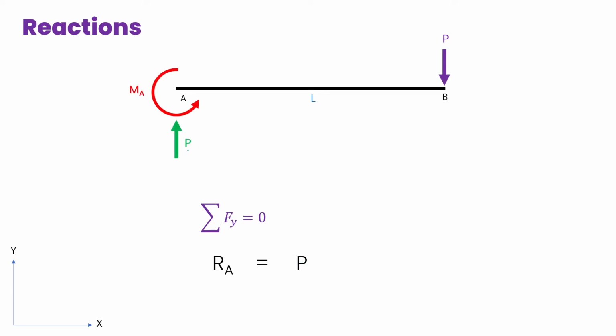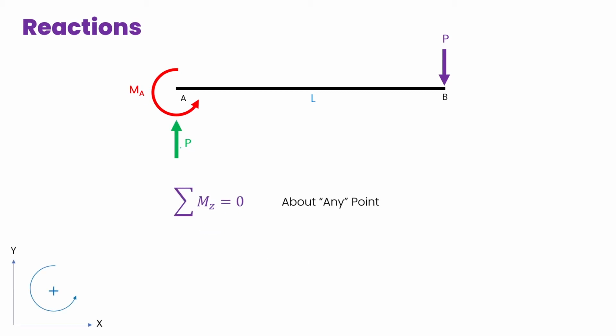So let's replace this Ra with P as we have done and move on to solving for this Ma. When we are solving for the Ma, again we have to assess our conventions. In this case, I have assumed that all the anti-clockwise forces, that is the positive Mz forces, are going to be positive. So this Ma, if it is an anti-clockwise moment, is going to be positive. If it was a clockwise moment, it would be negative.